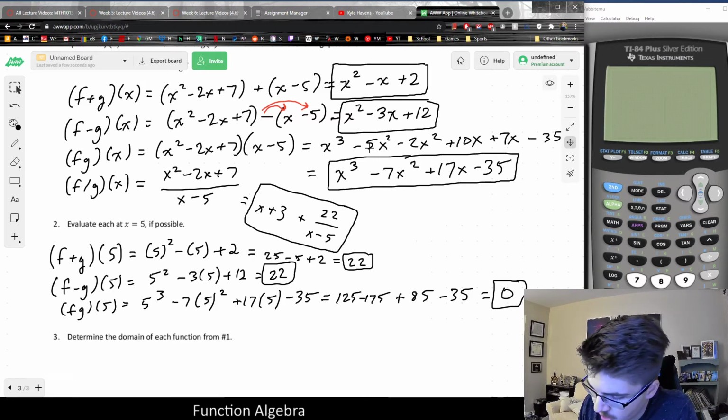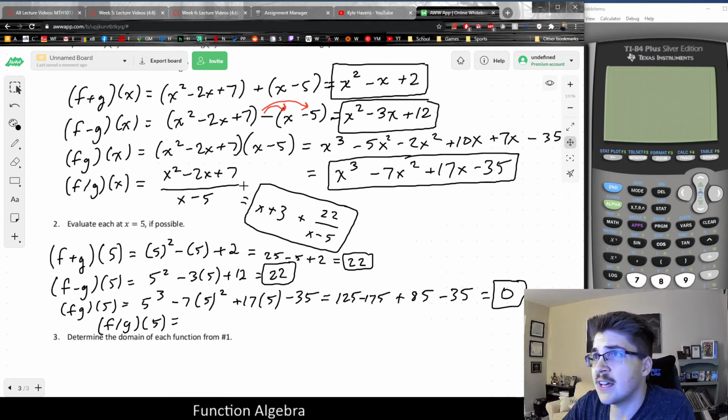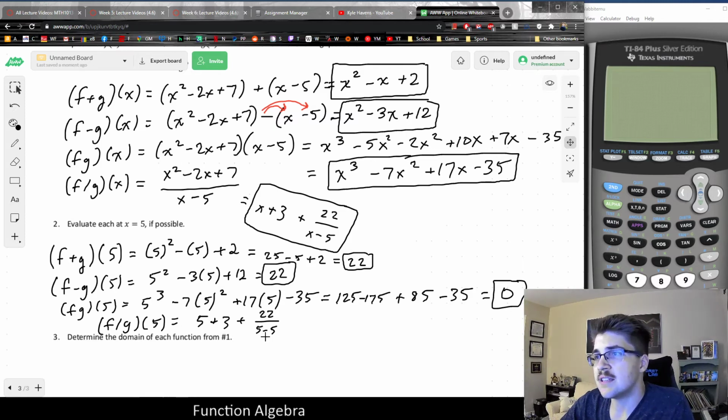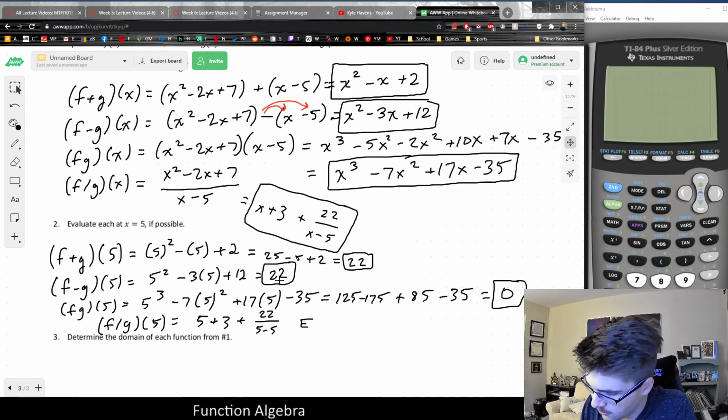And last but not least, I could try, well, what is f divided by g of 5? And that would be, well, using this function. I could use either one, but since I went ahead and computed the result of the division, let's use this form. So that would be 5 plus 3 plus 22 divided by 5 minus 5. And notice in this case, this creates a problem because 5 minus 5 is 0, and dividing by 0 is not allowed. So basically, we get an error or something undefined, however you want to write it. But basically, this value does not work.